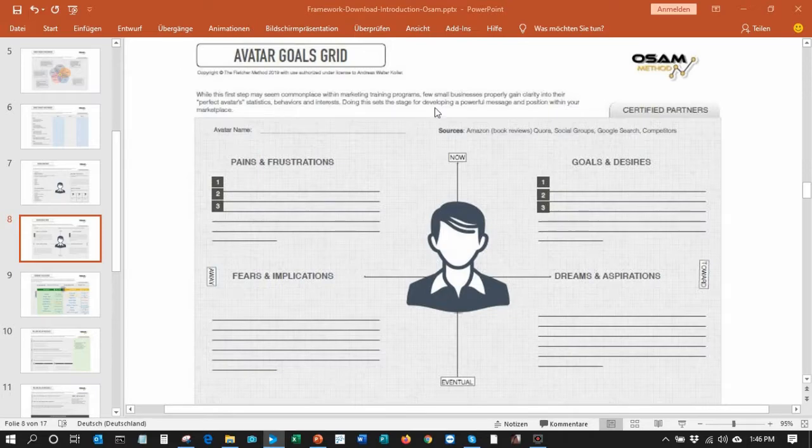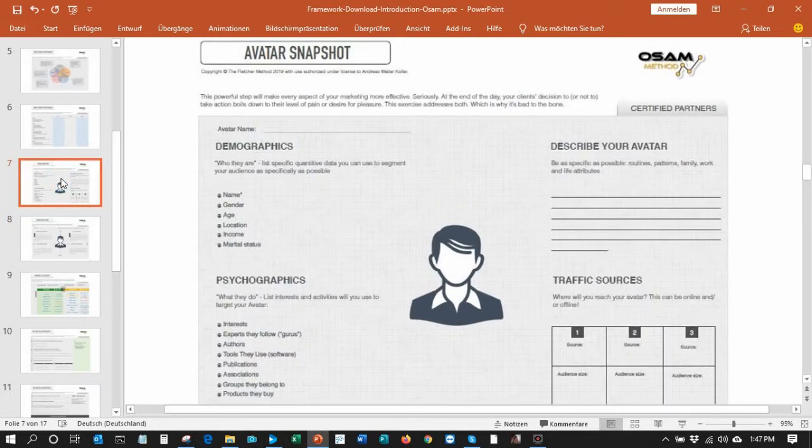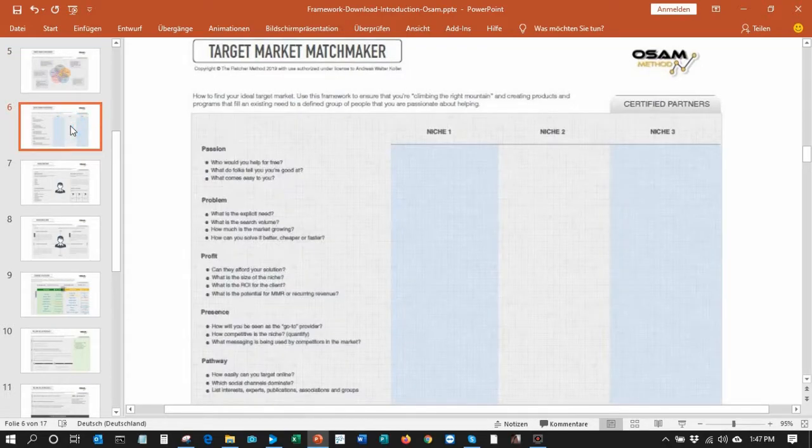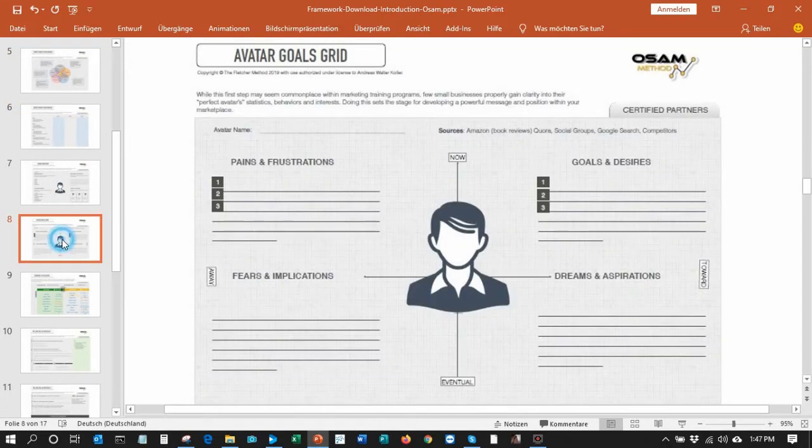We look at the Avatar Goals Grid. The Avatar Goals Grid, as all the frameworks before, is a continuity from the previous frameworks. So when you do your work on these frameworks, identifying the pains and frustrations, goals and desires, fears and implications, dreams and aspirations, have in mind that you don't start something fresh today. Everything is based on the avatar you defined. You go deep now in how this avatar feels, and with the focus on the target market that you have identified in this framework here. So all the questions that are asked here are referring to this defined avatar.